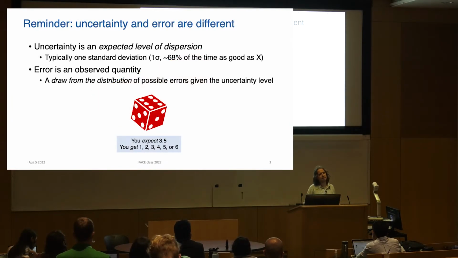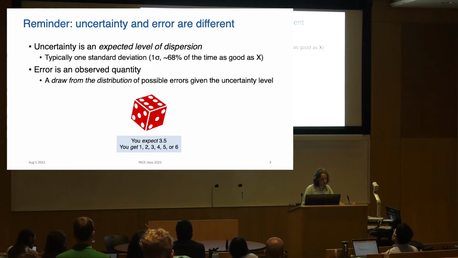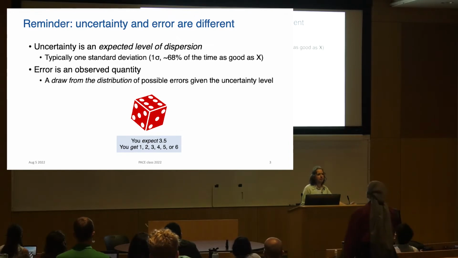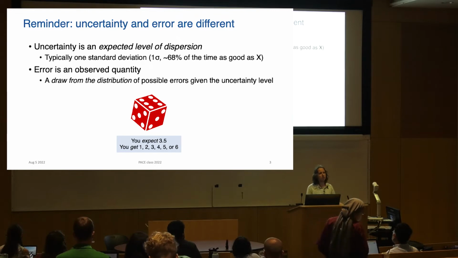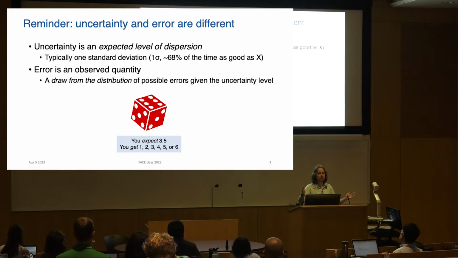So as a reminder, the uncertainty and the error are different things. An uncertainty is an expected level of dispersion around a measurement. So what we tend to do is report it in terms of a one standard deviation interval. I'm going to assume the true error is Gaussian, and that it can be described such that about 68% of the time, I'm within this 1 sigma dispersion of the truth.